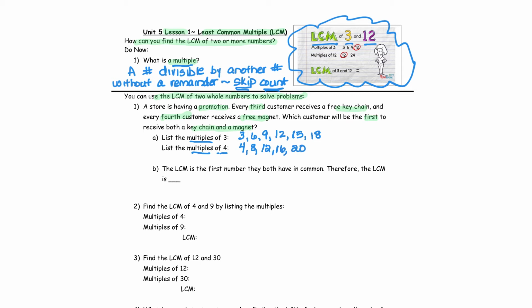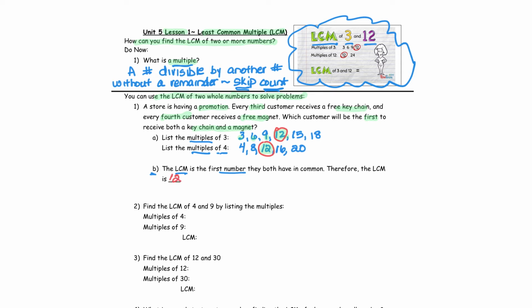Now what I do is I look in both of the lists because letter B is saying the LCM is the first number they both have in common. Therefore, the LCM, or the least common multiple, the smallest number that both of them have in common is, well, if I go back and I look and I say to myself, okay, is 3 in both of these lists? No. Is 6 in both? No. Is 9? Nope, but 12 is. So my least common multiple would be 12. And that's all you have to do.